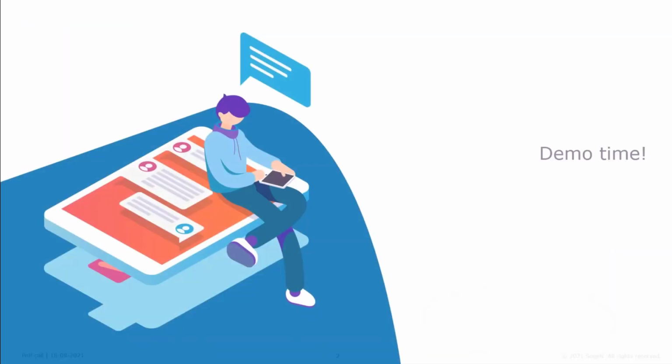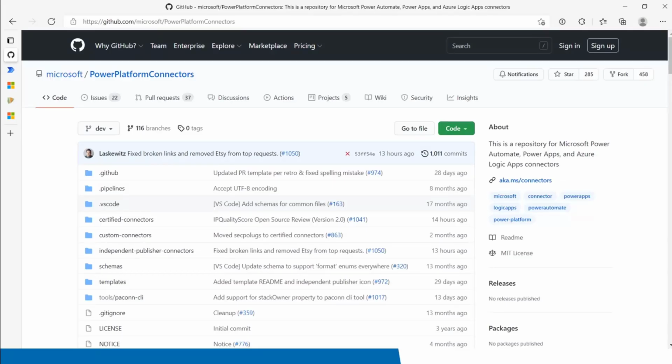So yeah, let's talk a little bit about how to start creating your own community connector. And it actually all starts with the GitHub repository. So if you go to github.com/Microsoft/PowerPlatformConnectors, you will end up at the Power Platform Connectors repository on GitHub. And there are a bunch of directories in there. There's the certified connectors directory, the custom connectors directory, and the independent publisher connectors directory.